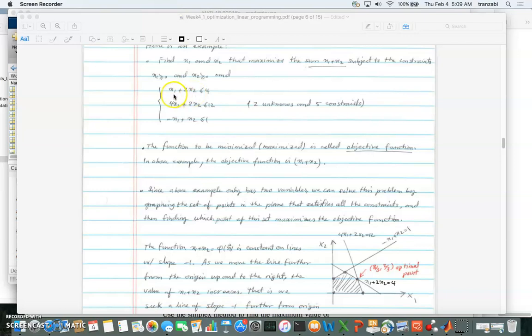Now, let's go ahead and plug the origin in here. So 0 plus 2 times 0, so the left side is 0. And of course, 0 is less than 4. So the origin satisfies this inequality, meaning that the whole bottom side of this line satisfies this inequality.